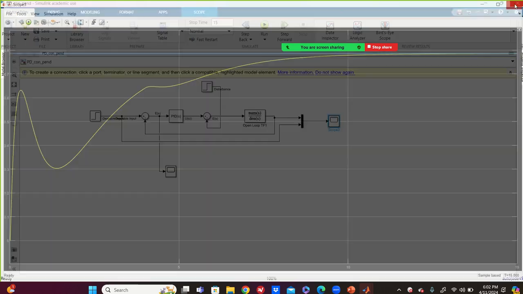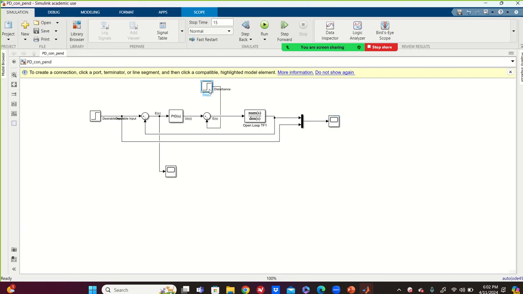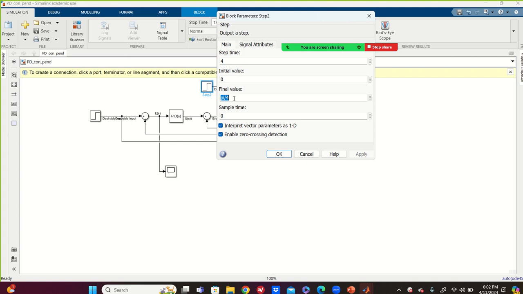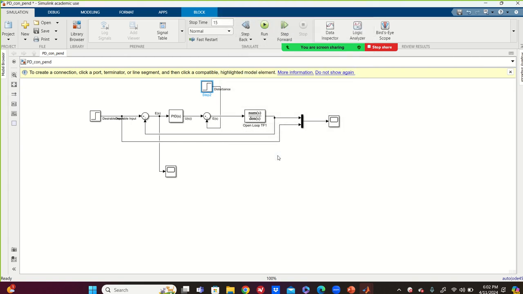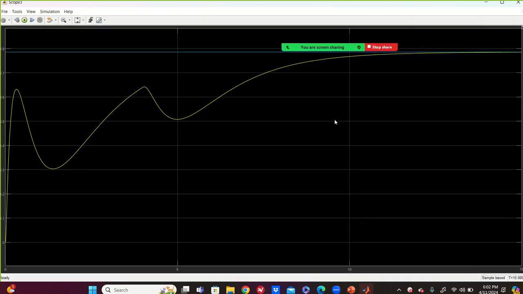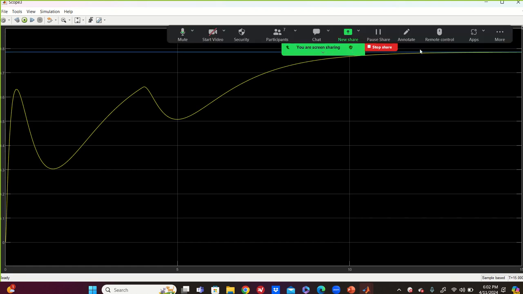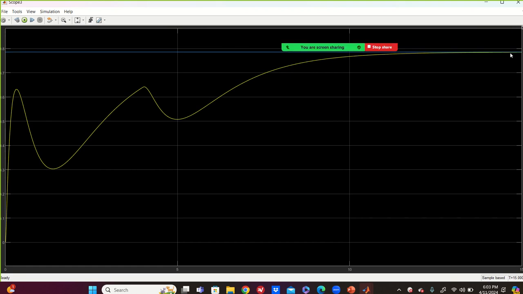Now if I increase the disturbance value, a huge one, 3. Just a huge disturbance in the system. Oh, so you have a disturbance, and again, this rejects the disturbance, and finally goes to 45 degrees. Clear, everybody?